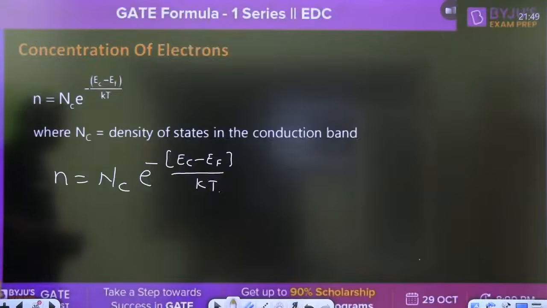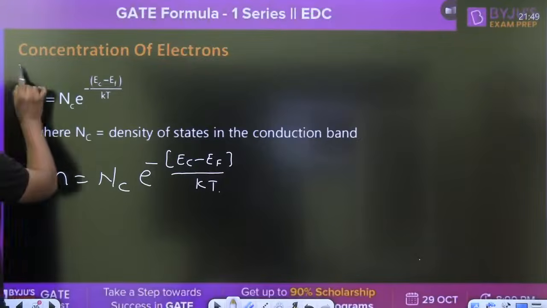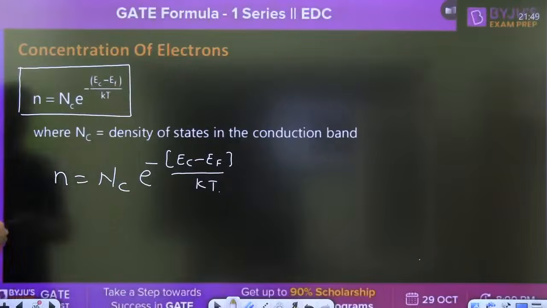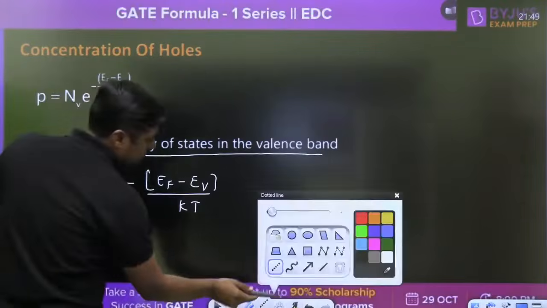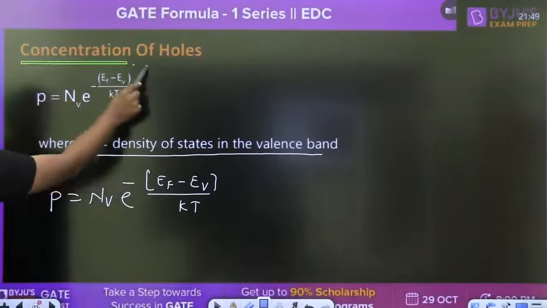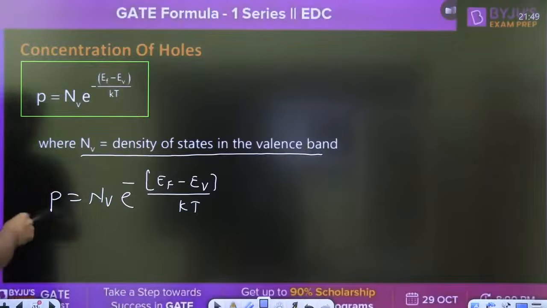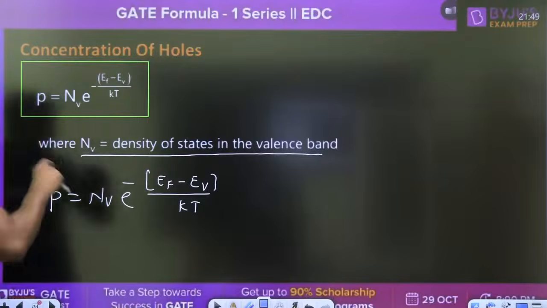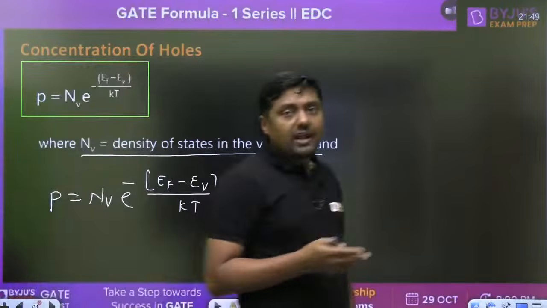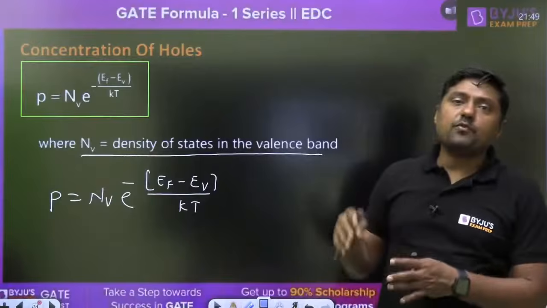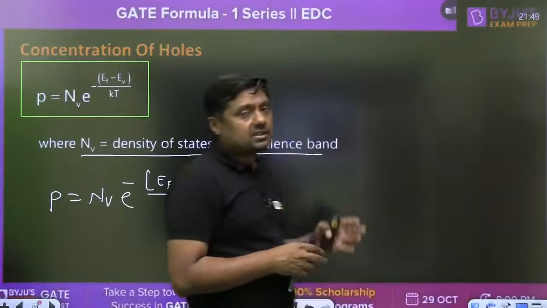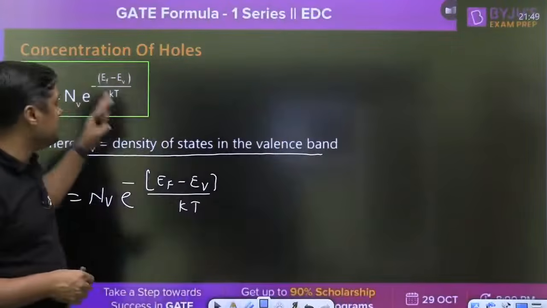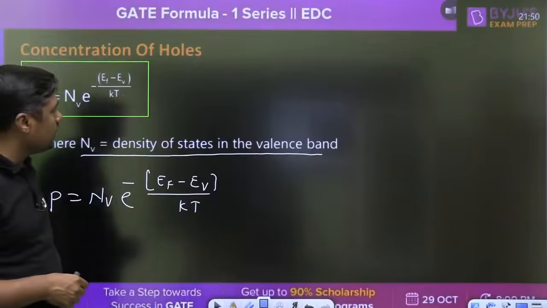So you can use this formula and you can find the concentration of hole or concentration of electron, right? Now with the help of these two formulas, first one and second one, we can get the difference between the Fermi level and the conduction band, and the difference between the Fermi level and the valence band, that is Ef and Ev or Ef and Ec.